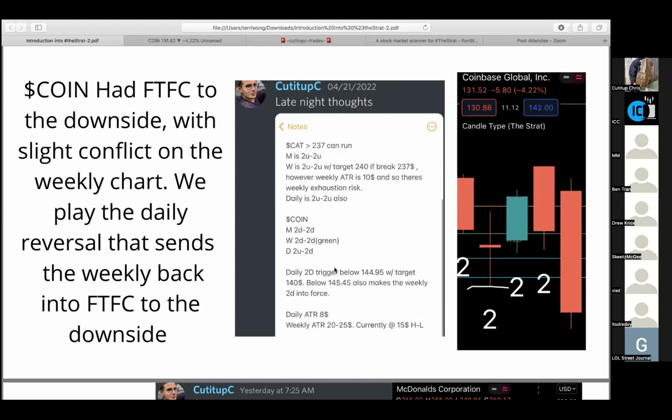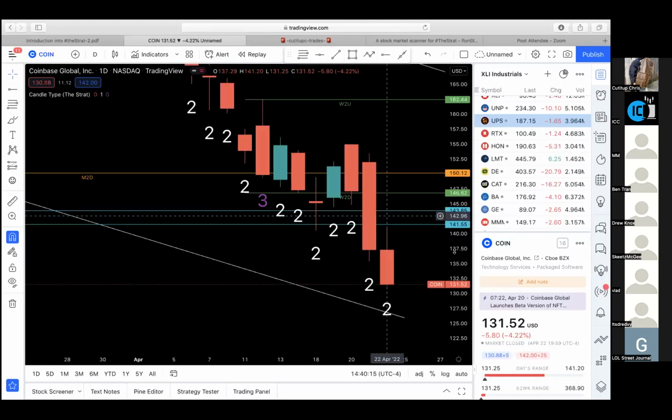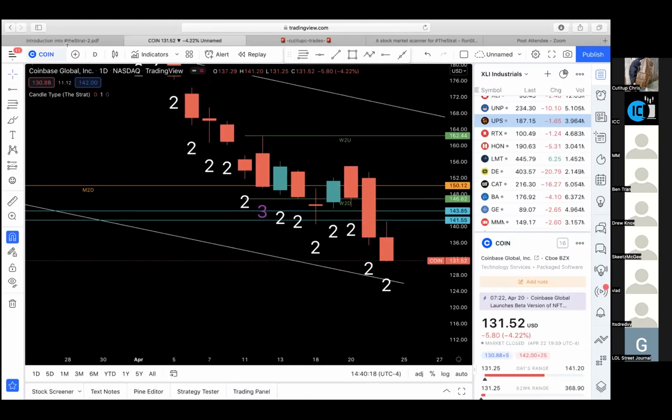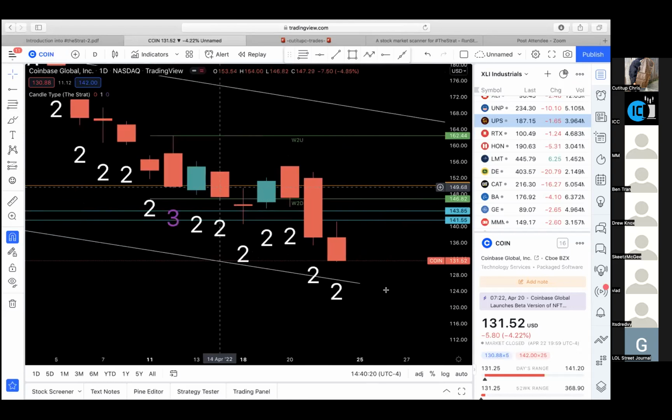So you want to see things break certain spots in unison. That one right there is a trade that we're taking to send this thing back into full time frame continuity.